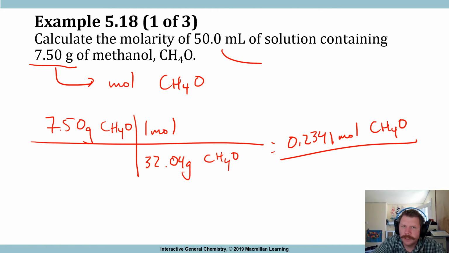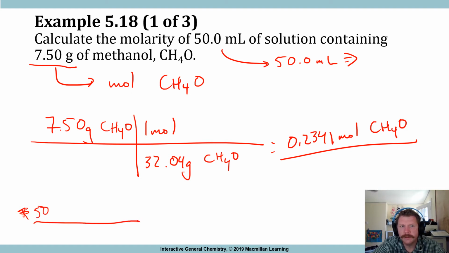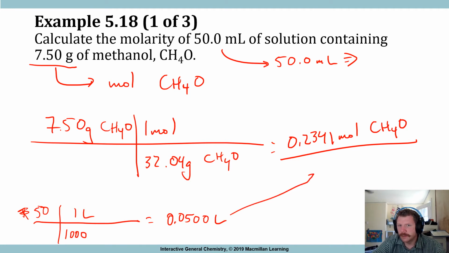What do I do? Well, I tell you what you do. You convert that 50 milliliters into liters. Now there are 1,000 milliliters in 1 liter, so we can do a dimensional analysis. I'm going to do it at the bottom here. 50 divided by 1,000 equals 0.0500 liters. So that's my volume in liters. Plug that in there: 0.0500 liters. Moles per liter, I've got that. So 0.2341 divided by 0.05.